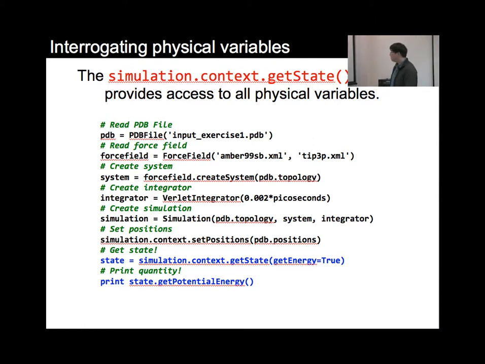And once the state object is created, then you can get the potential energy from it using this get potential energy method. So what you finally get is probably going to be the energy of your system. So your protein from the PDB in the PDB positions, calculated using the amber 99 SB force field and the TIP3P water model here.